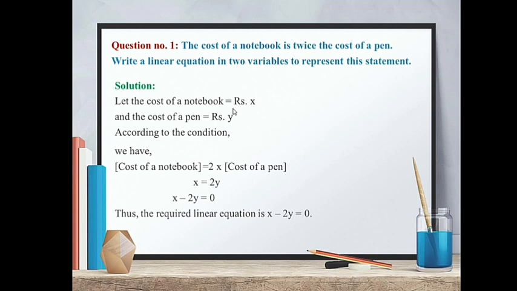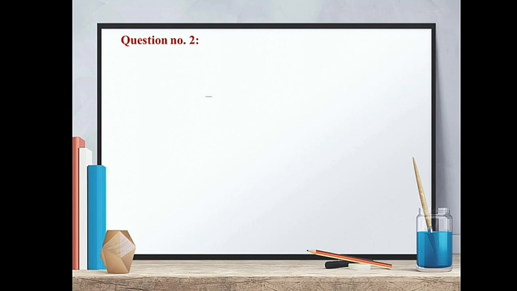So here we have taken cost of a notebook as x, that's why we have written cost of a notebook as x, and we have taken here the cost of a pen as rupees y. So here we can write 2 into y, as it is given 2 into cost of a pen. Now we will transfer this 2y to left hand side, so the plus 2y will become minus 2y, then here left 0, so it will become x minus 2y equals to 0. Thus the required linear equation is x minus 2y equals to 0, which is in the form of linear equation in two variables.